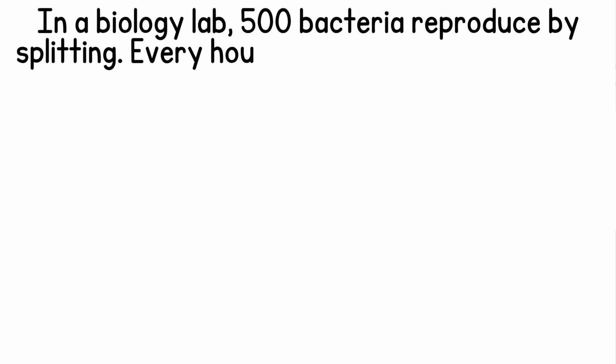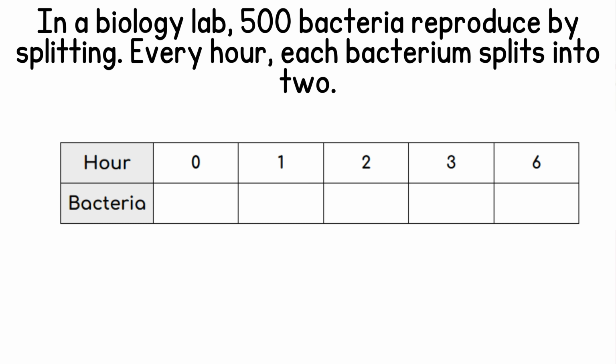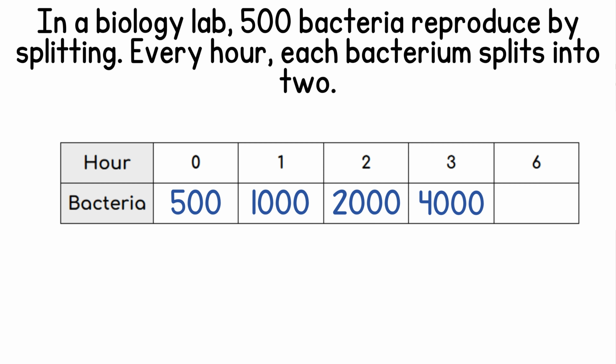In a biology lab, 500 bacteria reproduce by splitting. Every hour, each bacterium splits into 2. So we'll use this story to fill out this table where we're given the number of hours. When the hour is 0, that gives us the initial amount, which was 500 bacteria. After 1 hour, we'll double our amount, which gives us 1,000. And then after 2 hours, we'll double again, giving us 2,000. And then after 3 hours, doubling 2,000 will give us 4,000.